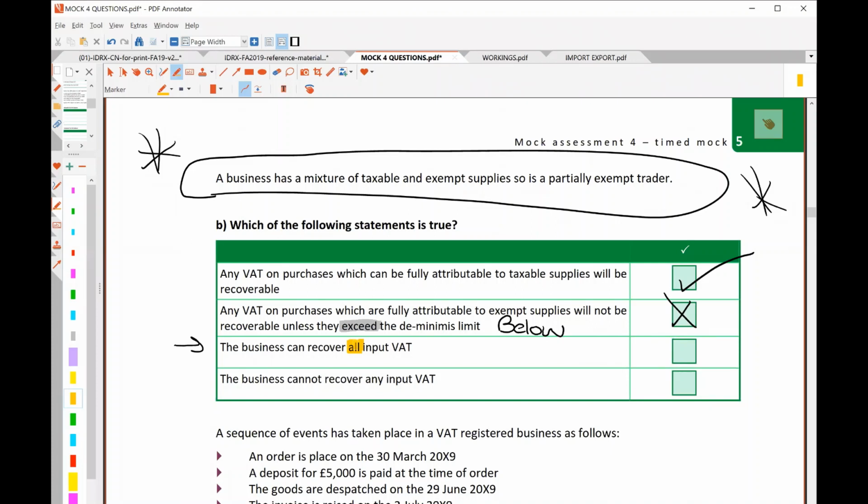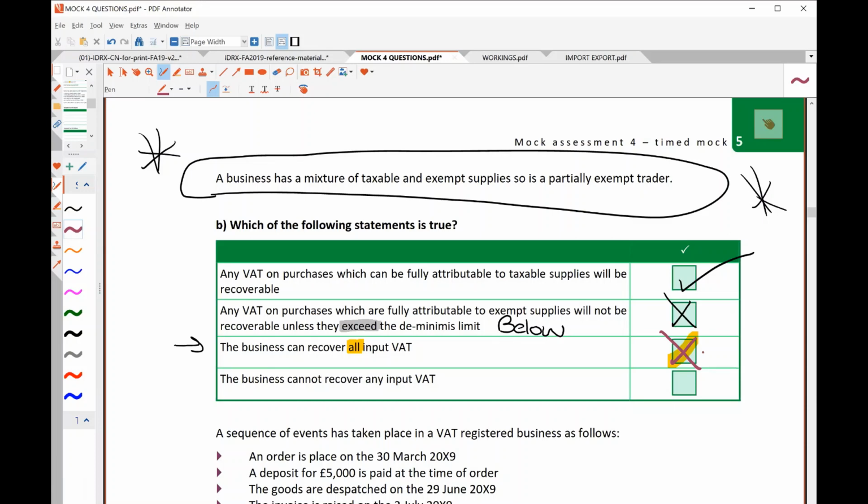So you can recover all of it if some of the exempt is below the de minimis limit, but that's not what the question is saying, and it's not stating that in the question. So the answer to that is false. Do we all understand that? Are we all happy with that? Yeah? Fab. Brilliant. Well done, everyone.